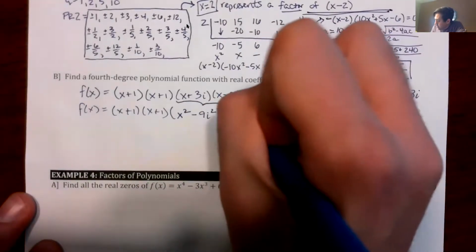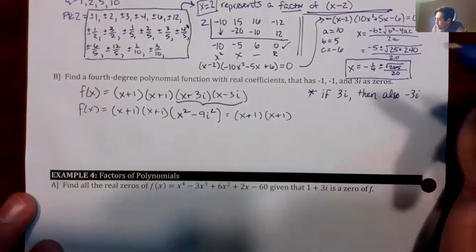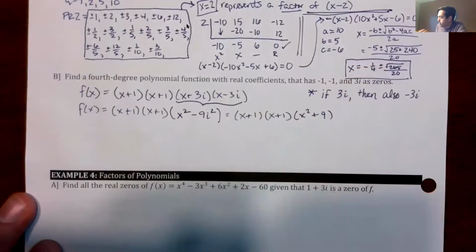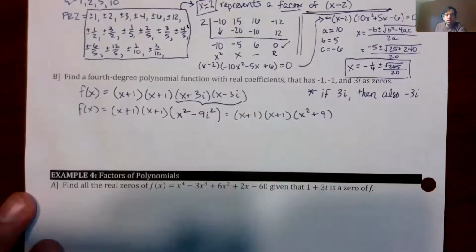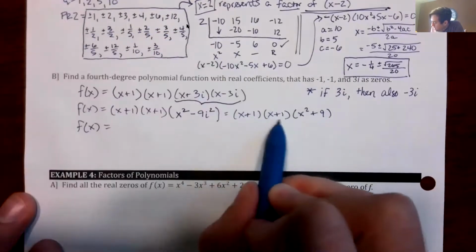And we could make that look a little bit nicer because i squared is -1. So that's really x squared plus 9. And to finish this up, we're just going to keep multiplying the factors together. So let's multiply the x plus 1 and the x plus 1.